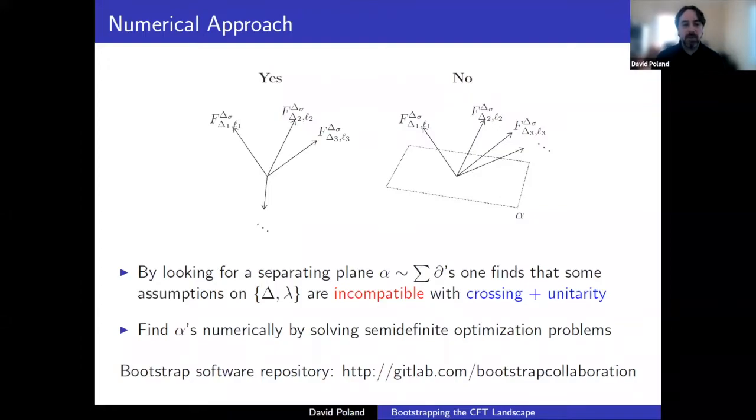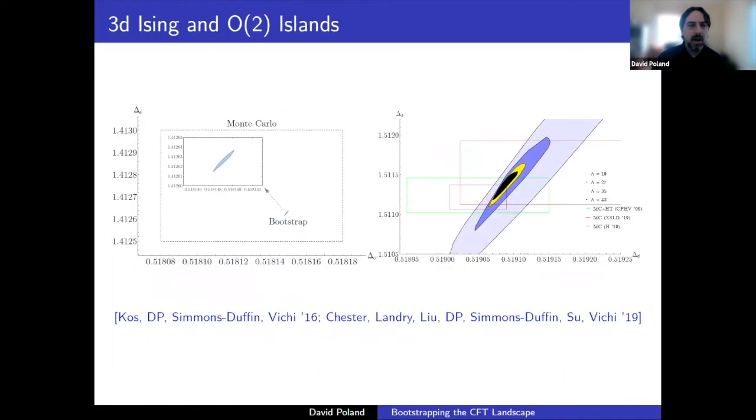And so now there's a whole suite of software tools that have been developed to solve these kinds of problems. You can find some of them in this software repository developed by the Bootstrap collaboration. These tools have led to some exciting results, like small islands for the three-dimensional Ising model and O(2) vector models that are shown here. You can see on the right that the best island for the O(2) vector model is beautifully compatible with recent Monte Carlo simulations. And so it seems like this method is working quite well.